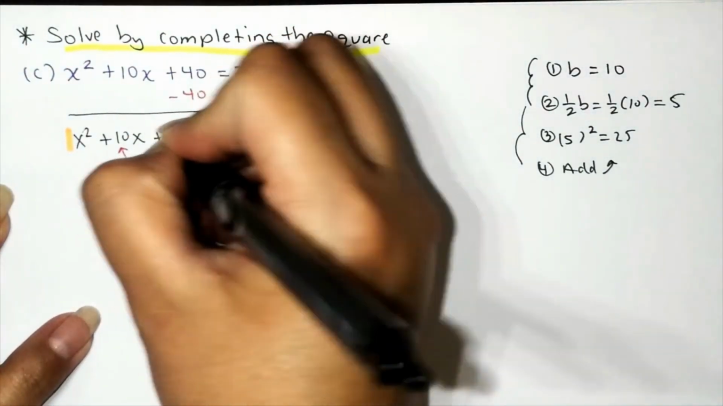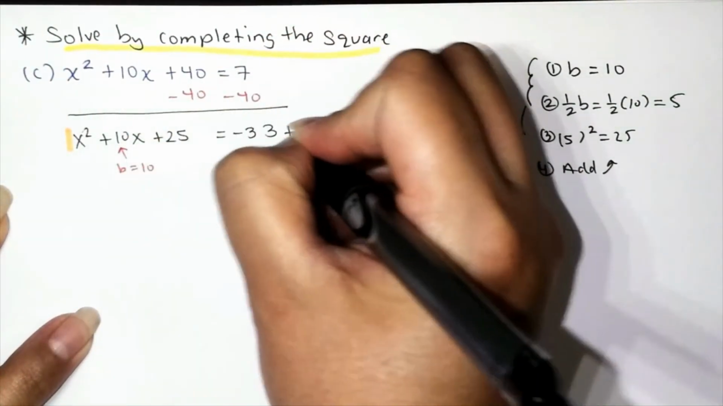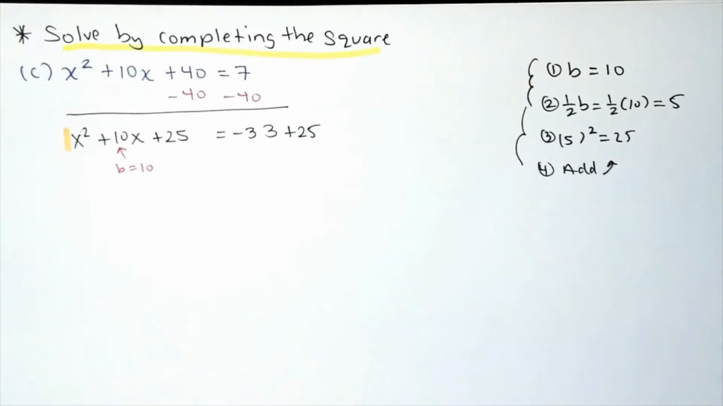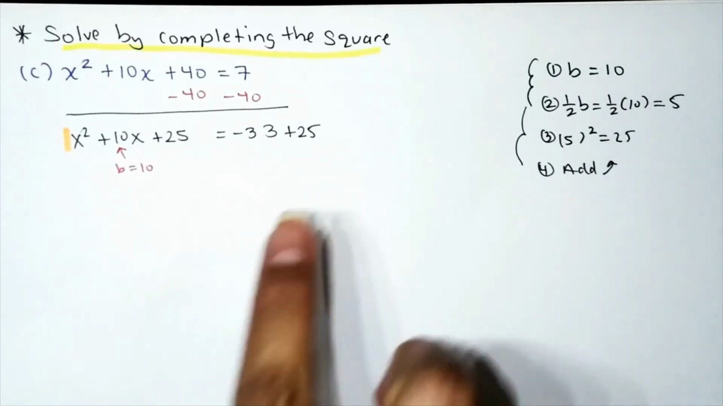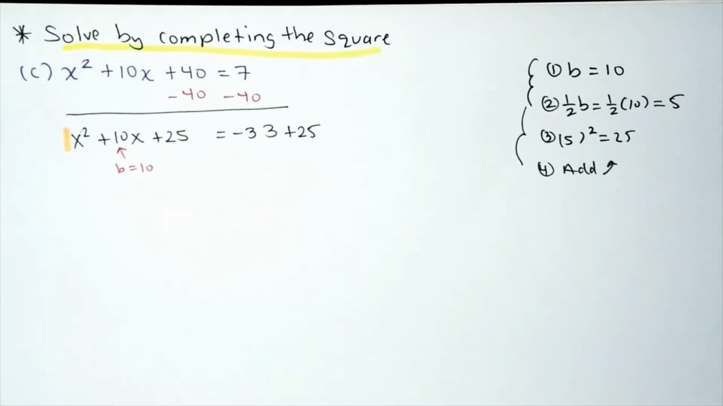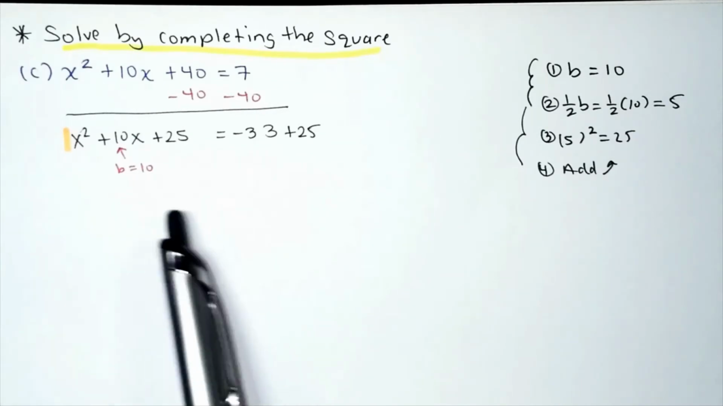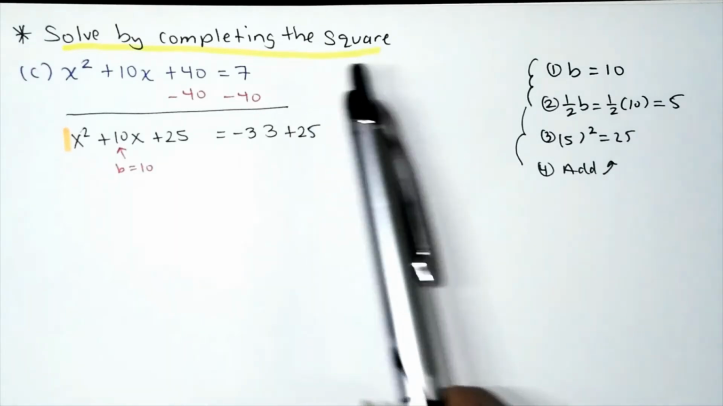So we have plus 25 on the left, plus 25 on the right. Remember, that's one of our properties of equality, the addition property of equality. Adding the same number to both sides is not going to change the solution. That's why we have to add it to the other side. Now on the left side, we should have a perfect square. If not, then we have a situation. We should have a perfect square because we're trying to solve it by completing the square.